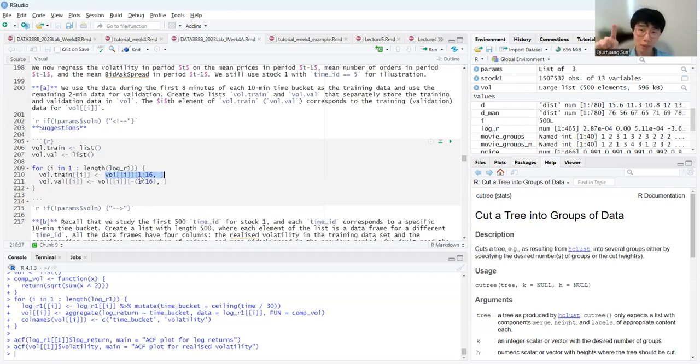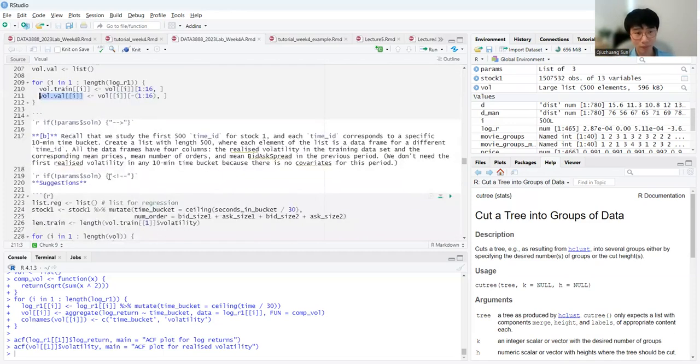Remember, we have a 10-minute bucket, 600 seconds, and we divided these 600 seconds into non-overlapping 30-second intervals. So we will have 600 divided by 30 equals 20 intervals. So the first 80% of the data is just the first 16 data points of the corresponding data frame, right? This is the training data, and I just remove these data points to get the validation data set. So now I use this for loop to split the data into training data, 80% of the data, and validation data, 20% of the data.